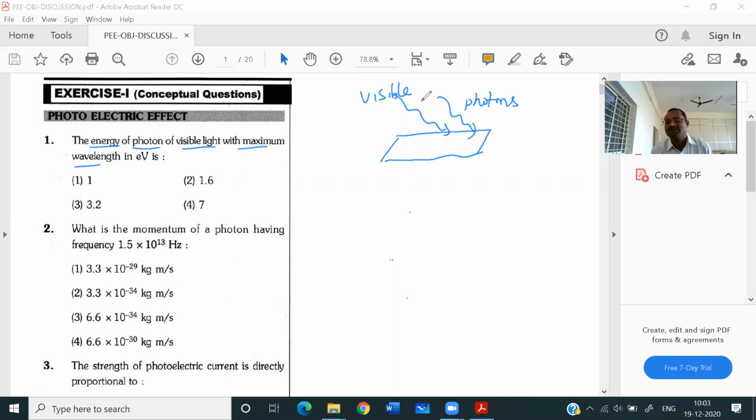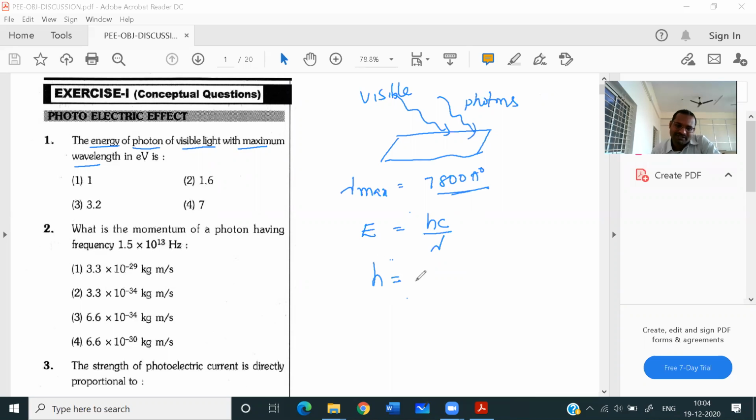Visible light. Clear? And we know the visible light wavelength range is 4000 angstrom to 7800 angstrom. So the maximum wavelength will be 7800 angstrom. They are asking the energy of the photon. We know the energy of a photon E can be written as hc by lambda. In first year also we have studied this, and in second year we discussed it in the photoelectric effect. So what is h?